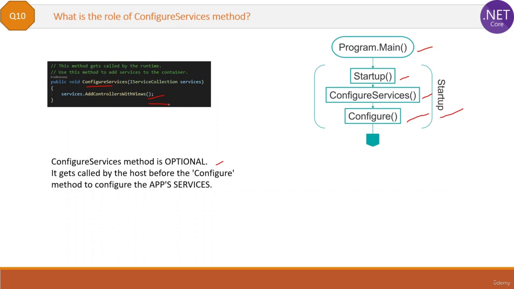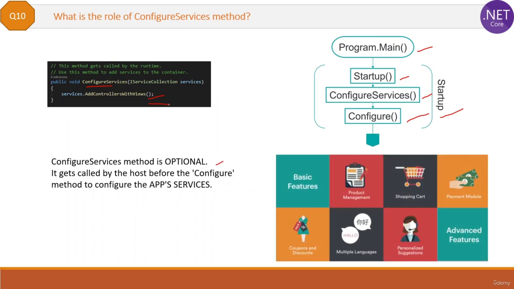Inside this, you can register the interface and their respective correspondent classes. Let me make it more simple. Suppose you are creating an online shopping cart, and these are the basic features which you are going to include: product management, cart, payment method, coupons, multiple language support, and there may be many more features. These are all classes: shopping cart, product management, payment method, and all these you will register inside this configure services method.